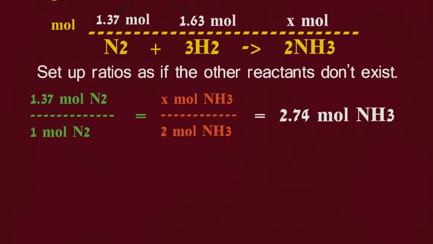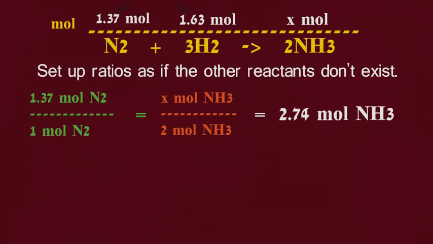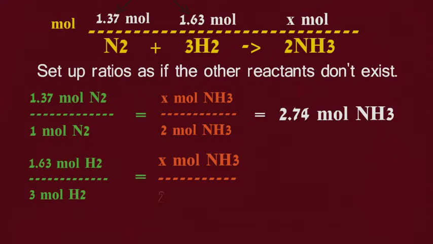Now we're going to pretend that we didn't get anything for N2. We're going to do the other one, H2. So we have 1.63 moles of H2 over 3 moles of H2 from the balanced equation equals, not multiply, equals X moles NH3 over 2 moles NH3. It's the same thing. And that will give us a different number. This comes out to be equal to 1.09 moles NH3. You can see this is lower.